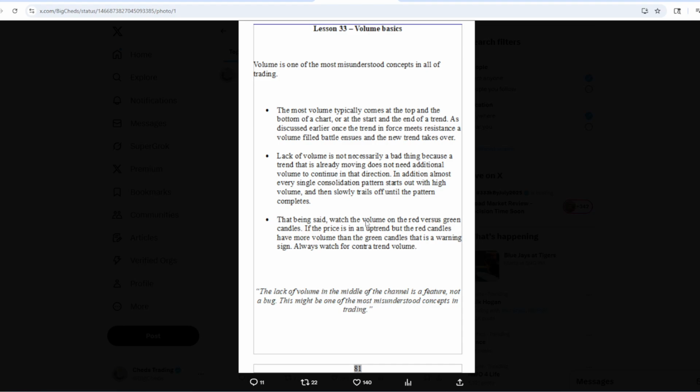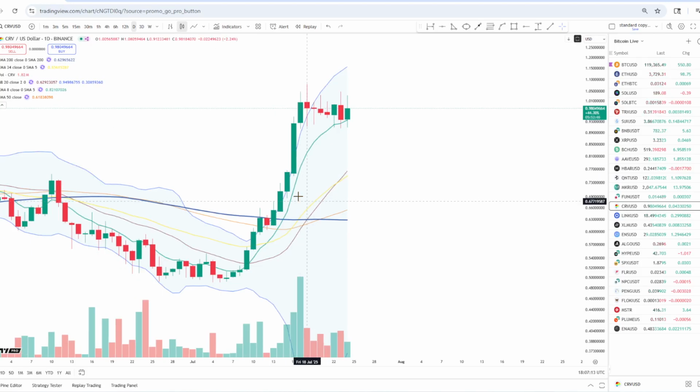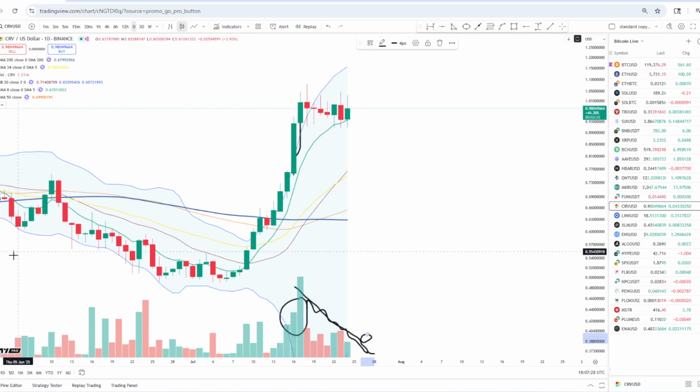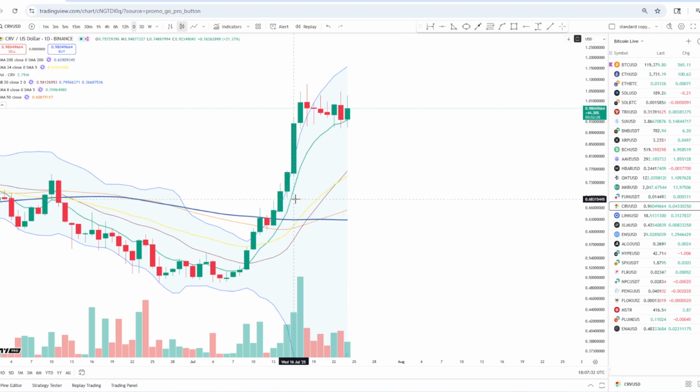What's interesting here is it says, watch the volume on the red versus the green candles. So why is that important? Well, we get the most volume on the advance, on the breakout, and on the flagpole, right? You see the most volume, and the volume will normally slowly trail off. You have this trend of volume, and then you look for a break of the volume trend when the pattern completes. Now, what you want to watch for is counter trend volume.